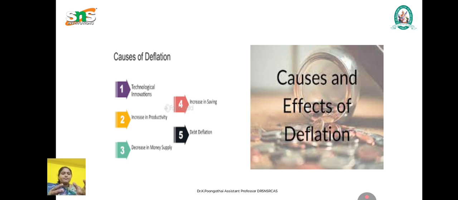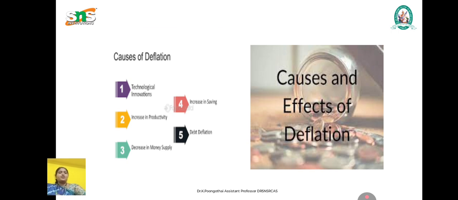The five different causes of deflation are: the first, technological innovation; the second, increase in productivity; the third, decrease in money supply; the fourth, increase in saving; and the fifth, debt deflation. These are all the different causes of deflation.